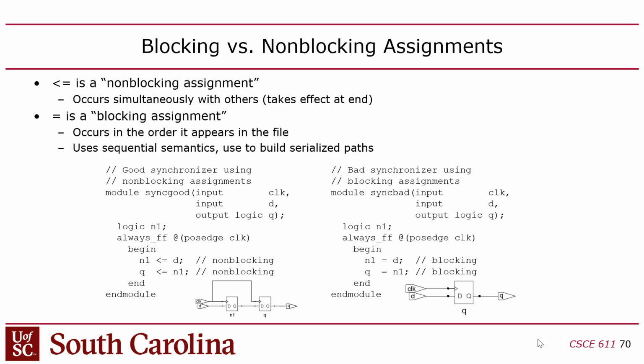Because the old D goes into N1, which is now equivalent to the old D, and then Q gets N1, which is the old D, so Q is just getting the old D from 1 cycle ago, right? So Q is imposing a 1 cycle delay on D. Whatever D was last cycle is what Q is now. So if I look at Q, it's like looking back in time 1 cycle at D, right?